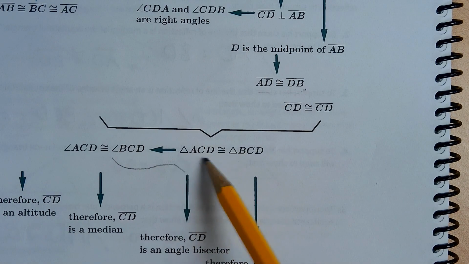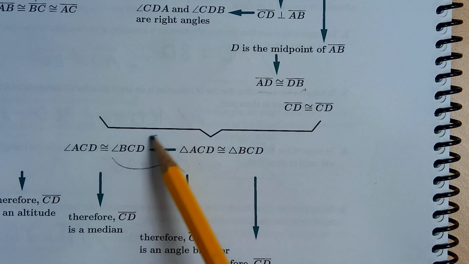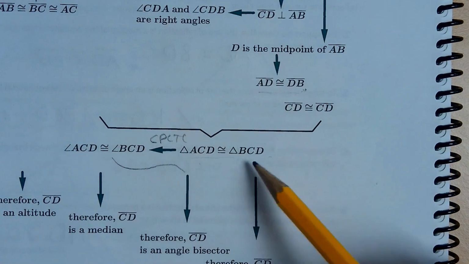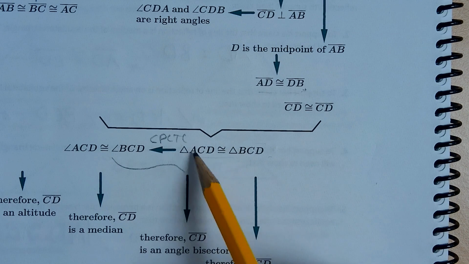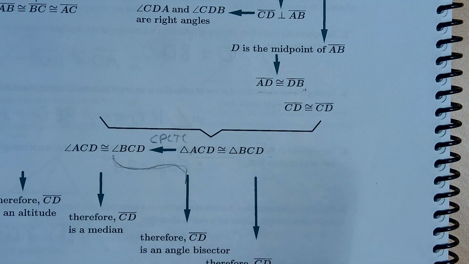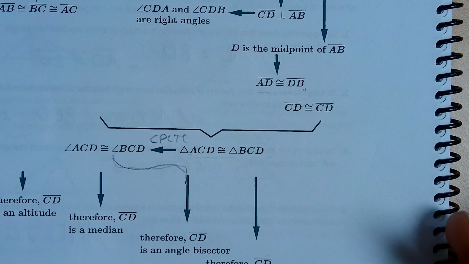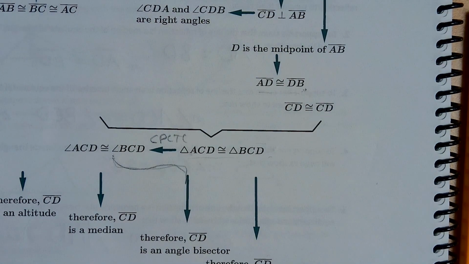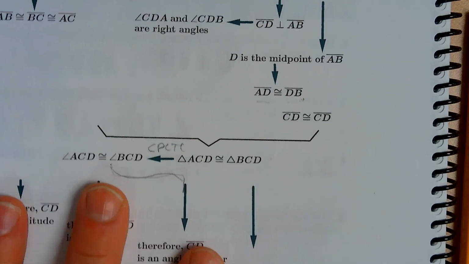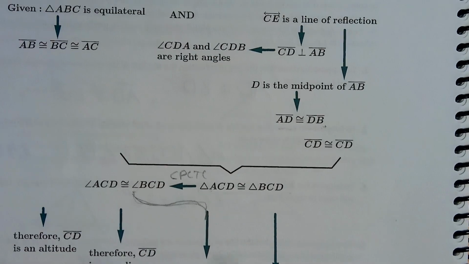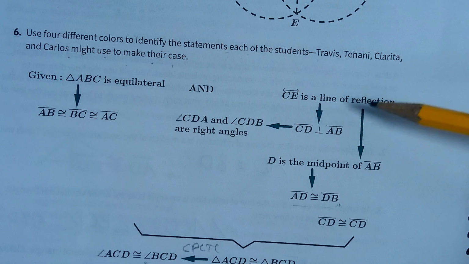Okay. So using CPCTC, we haven't got there yet, but once we get to here, the triangles are congruent, then we can say those angles must be congruent. Therefore, segment CD is an angle bisector. Okay, I'm going to pause there. See if you can figure out how you would flow down through, kind of like how I showed this flow. This goes to this, therefore it's an angle bisector. How does this flow? You can grab different colors for different ones.